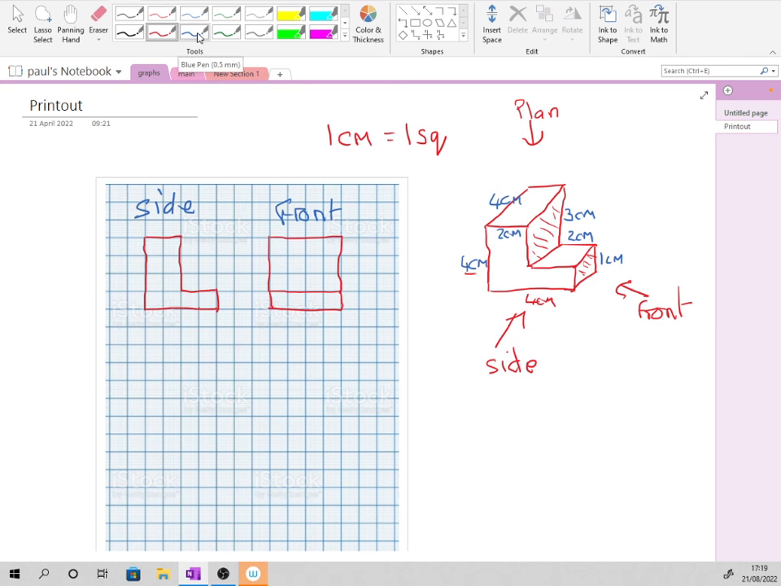And the plan, looking down, we're going to see that bit and that bit only. So this top bit is 2 by 4. So we've got 1, 2, 3, 4, 1, 2.